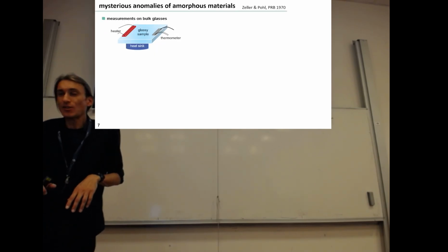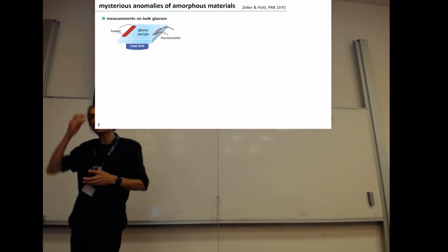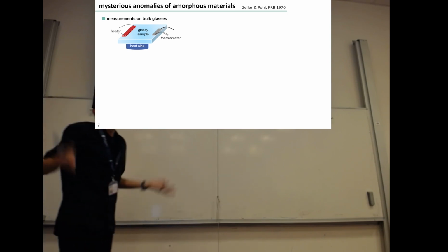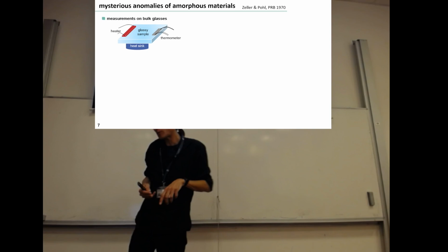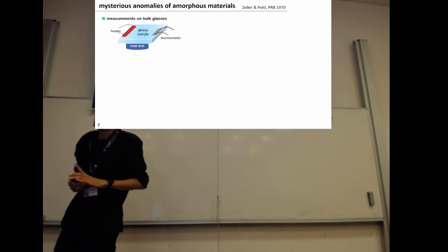Okay, so the story about the amorphous materials starts like 40 years ago, when people actually got their hands on dilution refrigerators. So first it was possible to cool something down to below 100 millikelvin, for which you use this dilution refrigerator. And then of course people started to cool down materials, and look what happens.